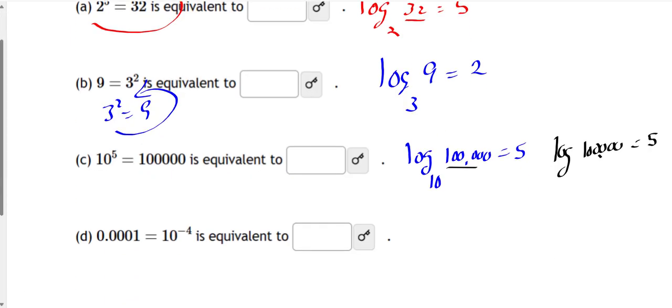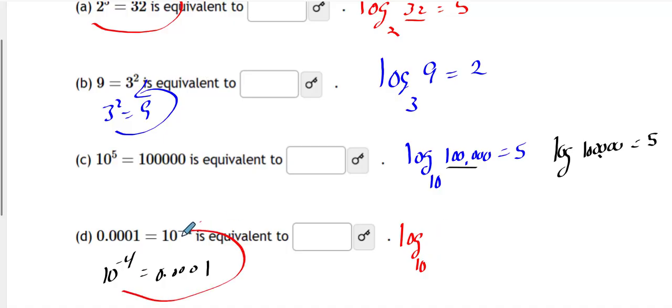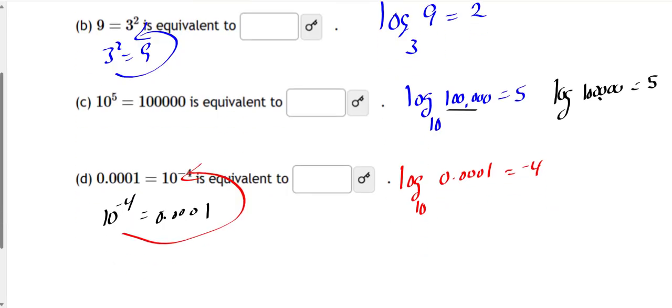And then, of course, let's do this one. I always like to write the exponential first. That just allows me to do it a lot easier. So again, we've got a common log of 0.0001 is equal to negative 4, and of course, because it's a base of 10, we write that as just log of 0.0001 is equal to negative 4. Okay, so that's converting exponentials into logs.